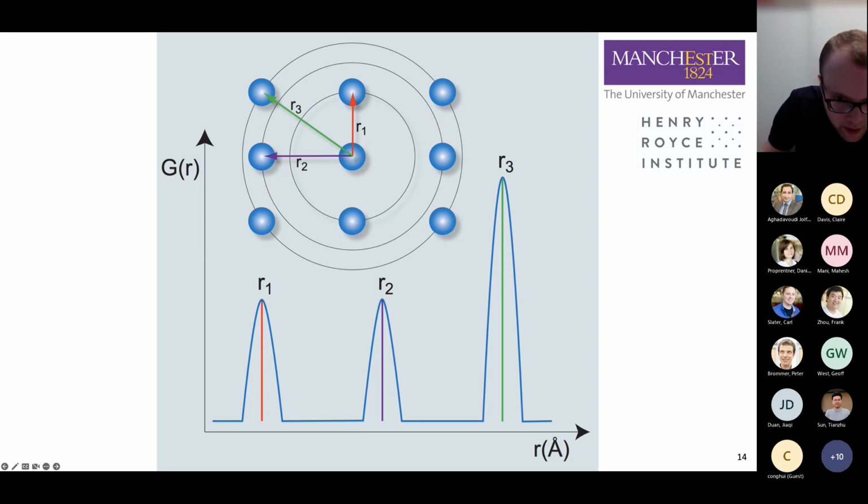So a very good measure of this is something called a pair distribution function, where essentially we measure the distances to our nearest neighbours in our structure, and the width of these peaks essentially tells us how much distortion there is within the structure.